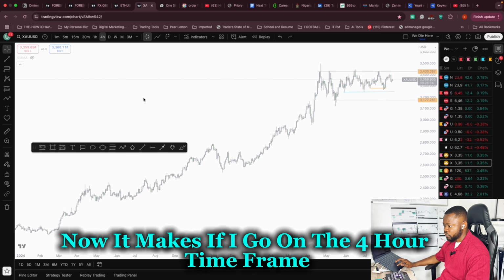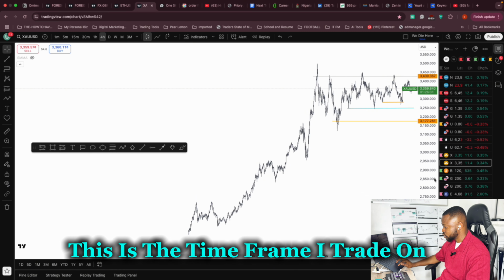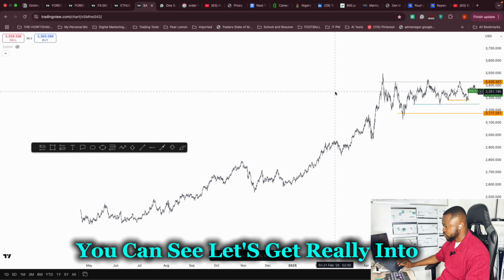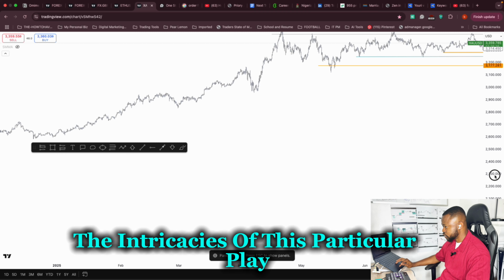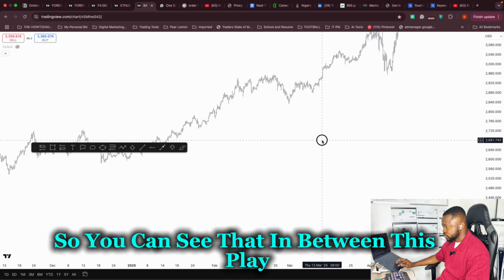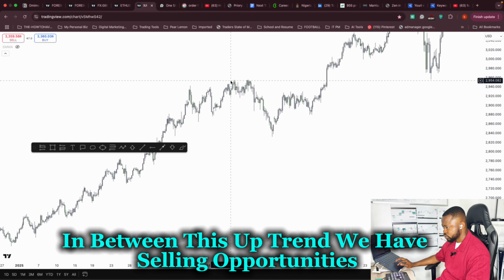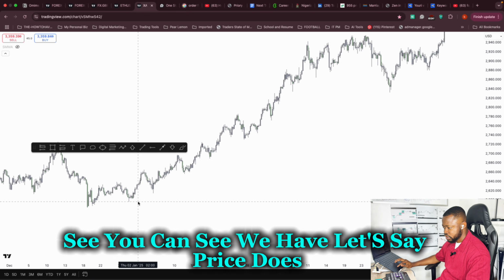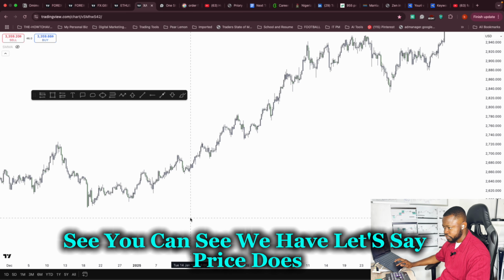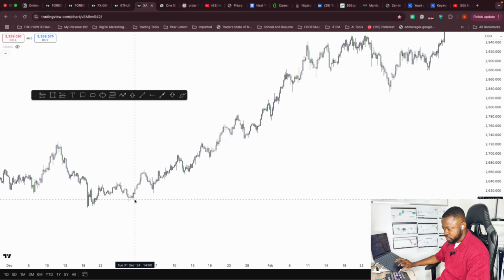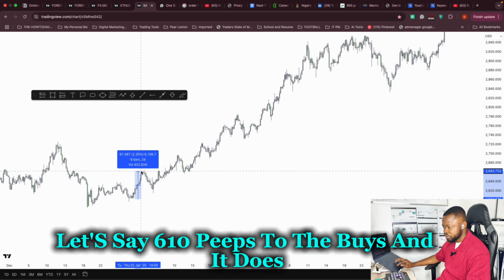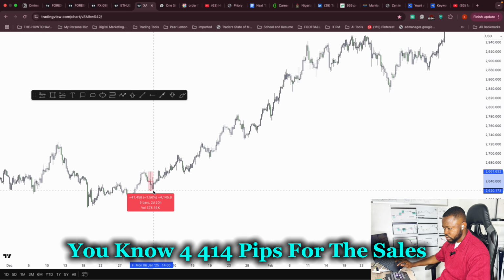Now, if I go on the 4-hour time frame, this is the time frame I trade on. You can see, let's get really into the nitty-gritty of this particular play. In between this uptrend, we have selling opportunities. Let's say price does 610 pips to the buys, and it does 414 pips for the sells.